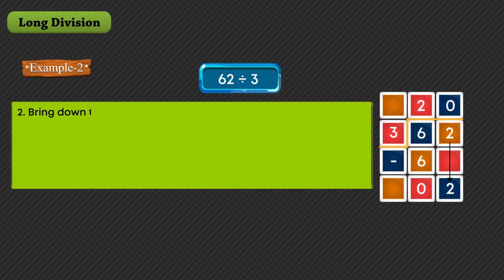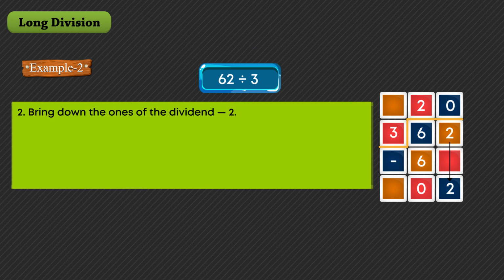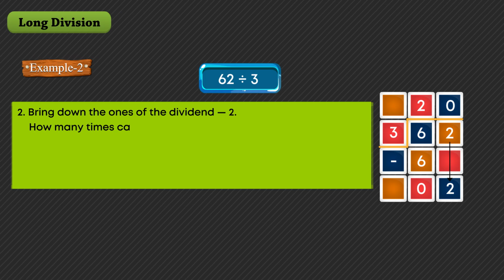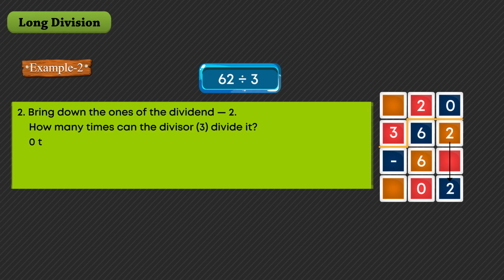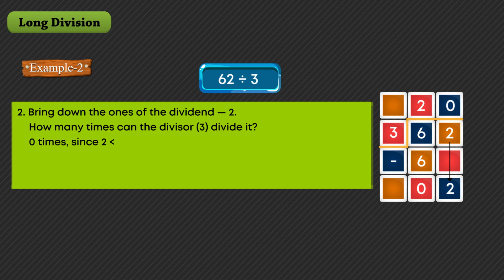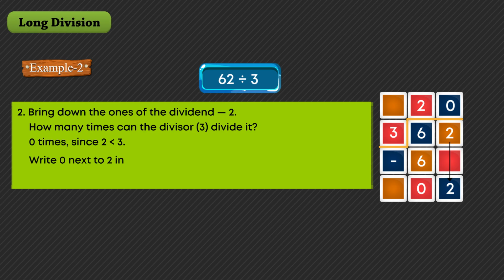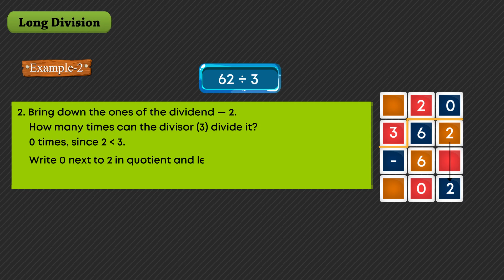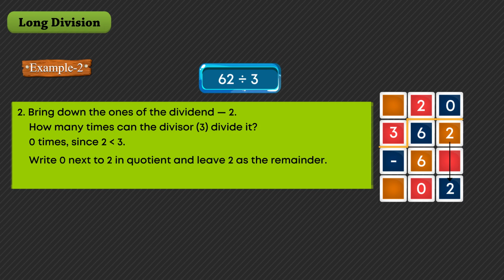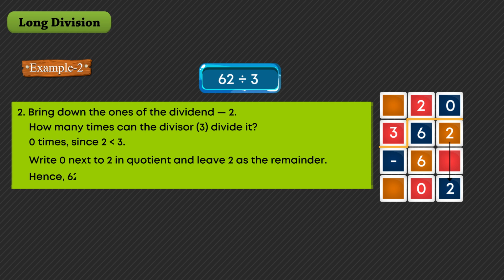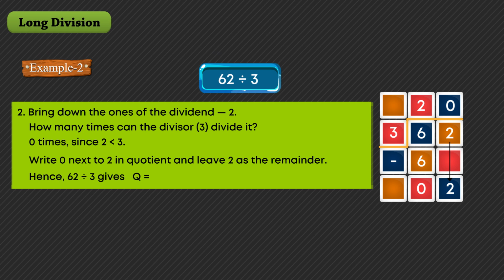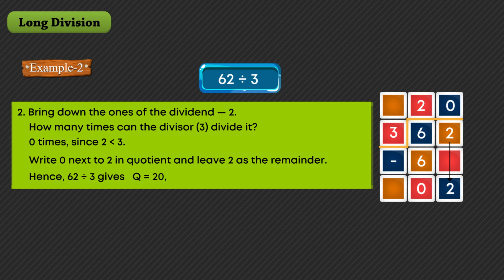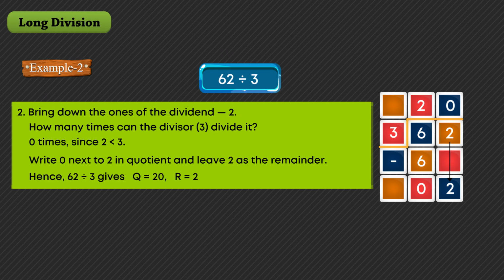2. Bring down the ones of the dividend, 2. How many times can the divisor 3 divide it? 0 times, since 2 is less than 3. Write 0 next to 2 in quotient and leave 2 as the remainder. Hence, 62 divided by 3 gives quotient is equal to 20. Remainder is equal to 2.